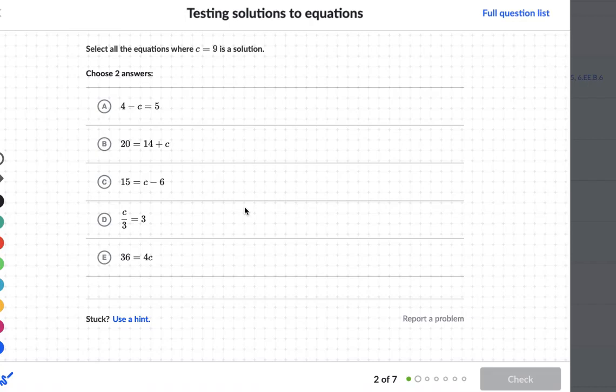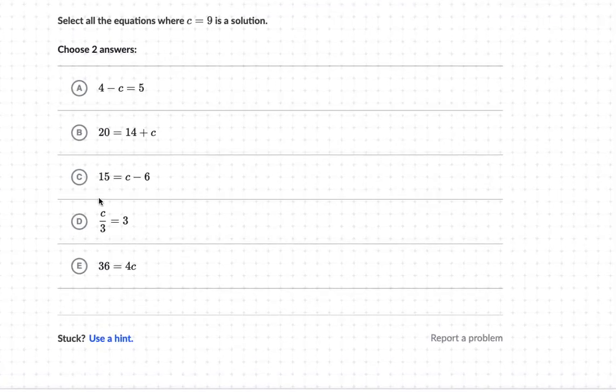Let's try this one as well. So you're going to select all the equations where c equals 9 is a solution. And there's going to be 2 answers. Go ahead and pause the video and try it on your own first.